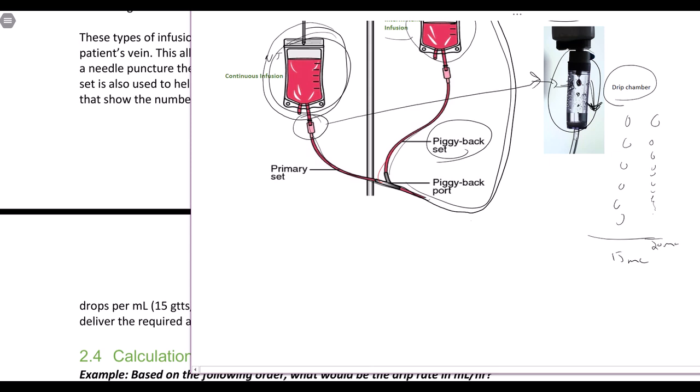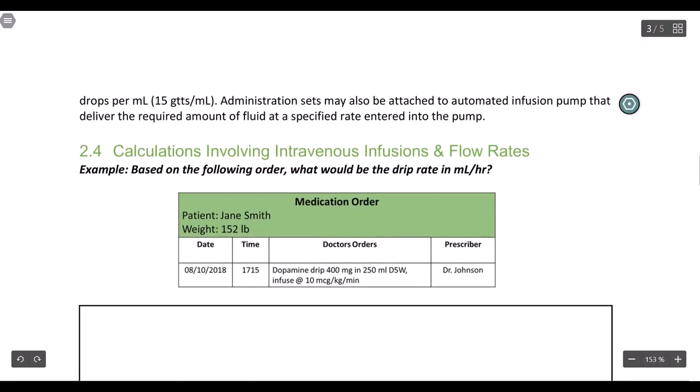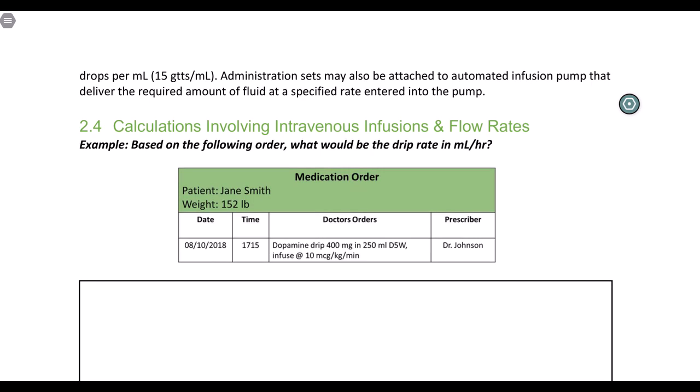So I'm sorry, I apologize. That's 15 drops, and this is 20 drops. This will equal 1 mL, and this will equal 1 mL. So how many drops will equal a mL is what we look at for the IV set. That's how we determine what those are. When we start to look at some examples, I think you get a little bit of clarity on that. So the IV set is usually determined by the drip rate in terms of its calibration. All right. So let's look at a calculation. At this one, it says, based on the following order, what would be the drip rate in mLs per hour?